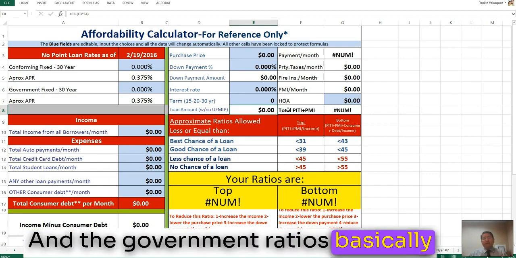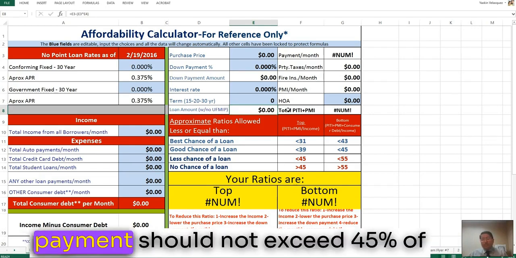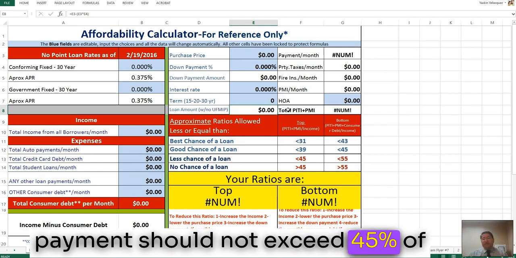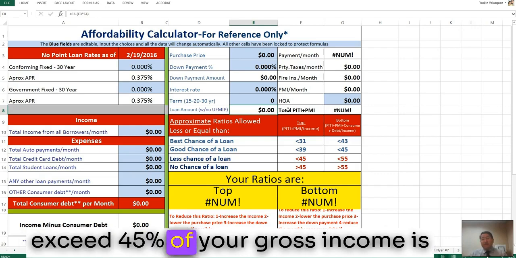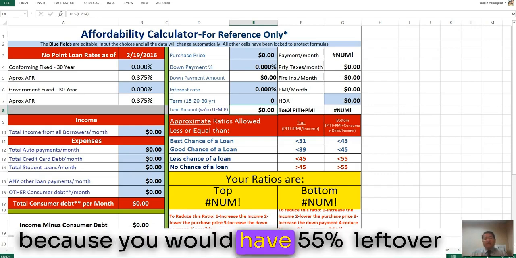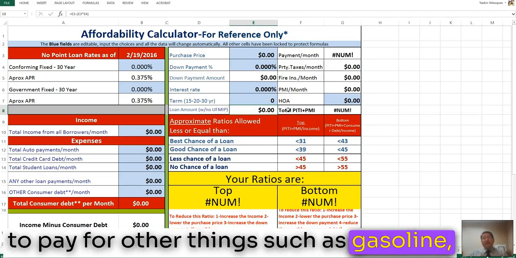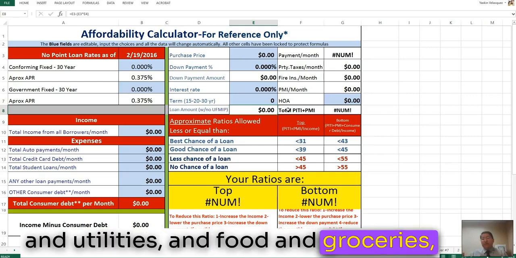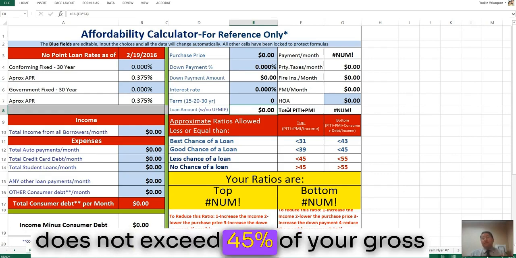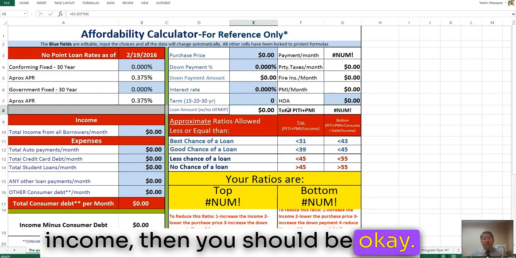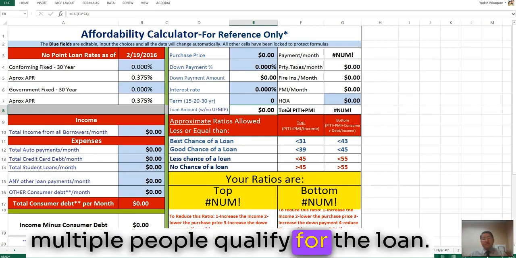The government ratios basically say the following: if you are going to purchase a property, your mortgage payment should not exceed 45% of your gross income. The reason is that you would have 55% left over to pay for other things such as gasoline, utilities, food and groceries, medical expenses and things like that. So the government says, we believe that if your mortgage payment does not exceed 45% of your gross income, then you should be okay. And this is the gross income of everybody who's going to qualify for the loan, because you can have multiple people qualifying for the loan.